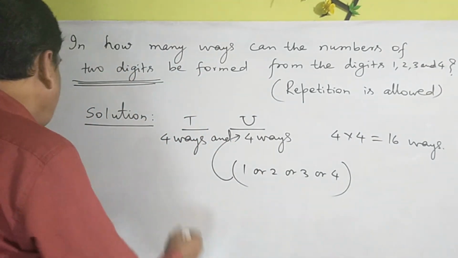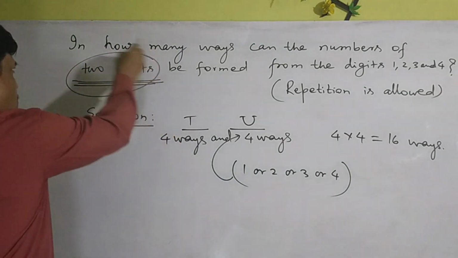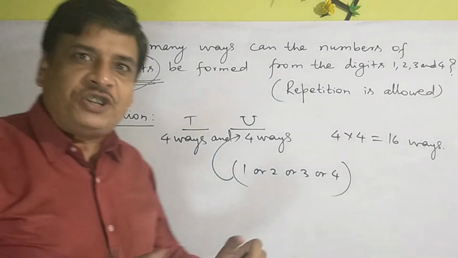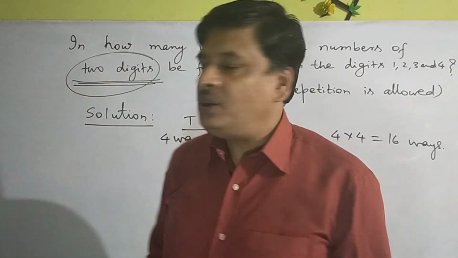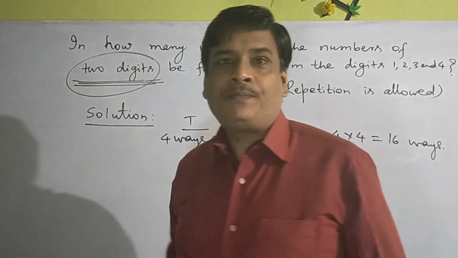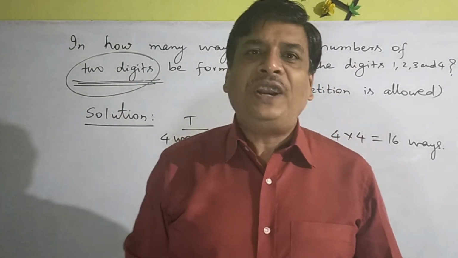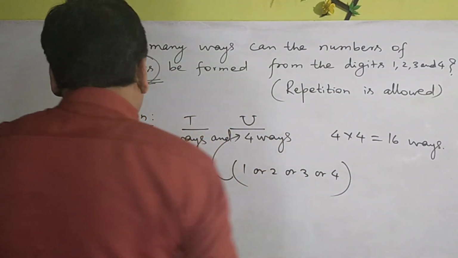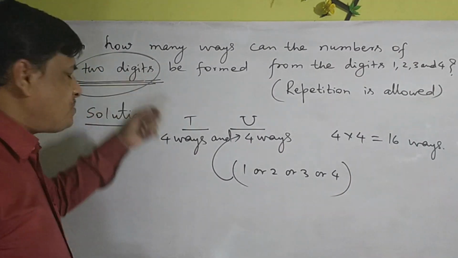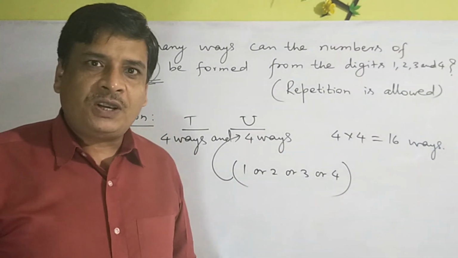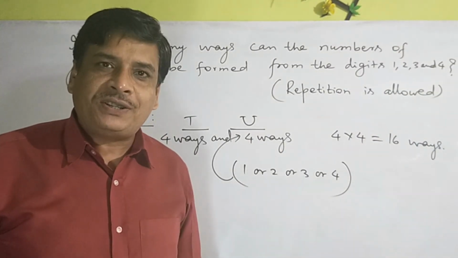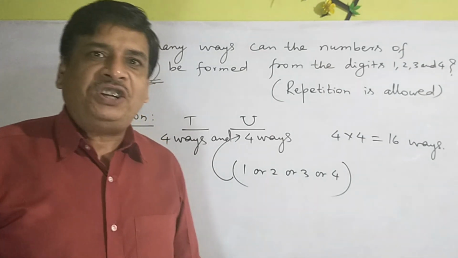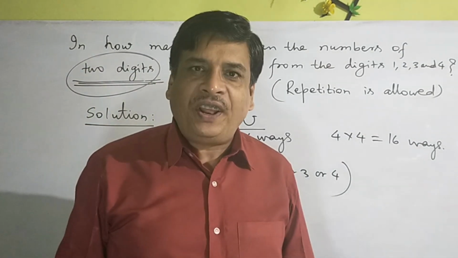The numbers can be taken same. As the question is not here, numbers must be of two different digits. This is not the condition. Condition is numbers will be of two digits. Digits may or may not be different. If the digits are different, in the last lecture I had explained, the numbers must be of two different digits. If we are forming numbers of two digits, both digits can be taken same or different.